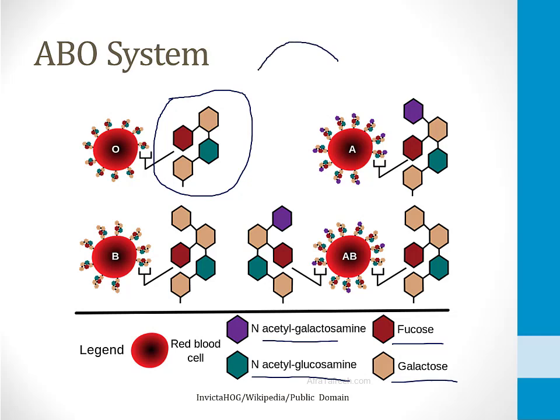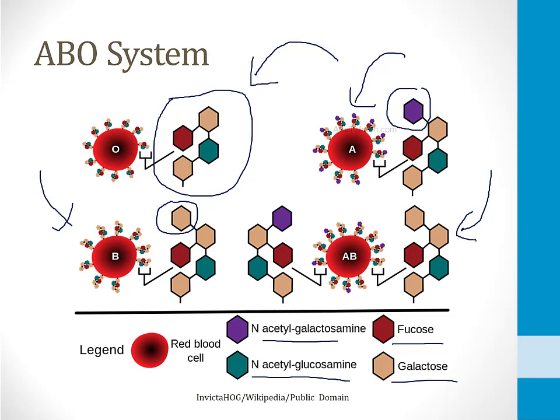If the H antigen is left unmodified, then the patient is type O. If the H antigen is modified by addition of an N-acetylgalactosamine molecule, then the antigen becomes an A antigen. If the H antigen is modified by addition of a galactose molecule, then the antigen becomes a B antigen, and patients who are AB have both of these modifications present on their H antigens.